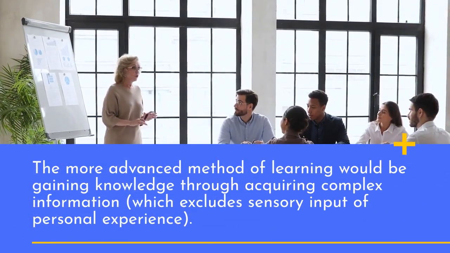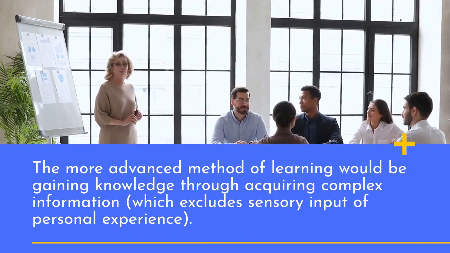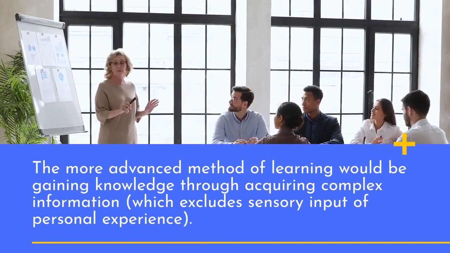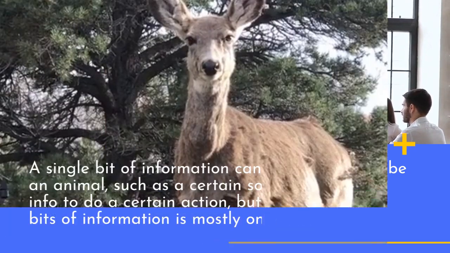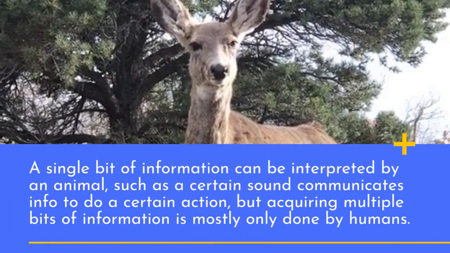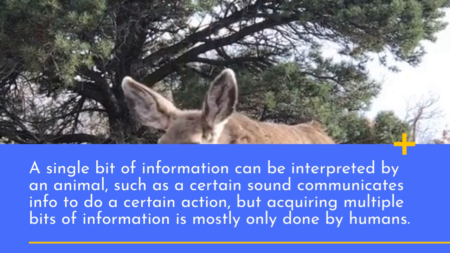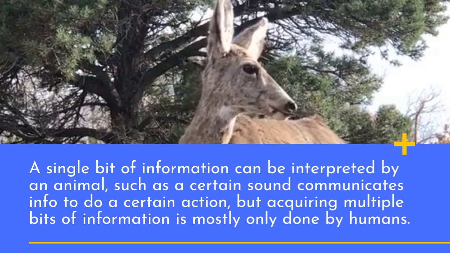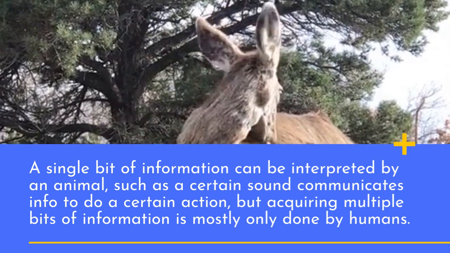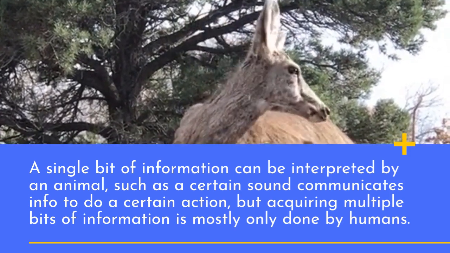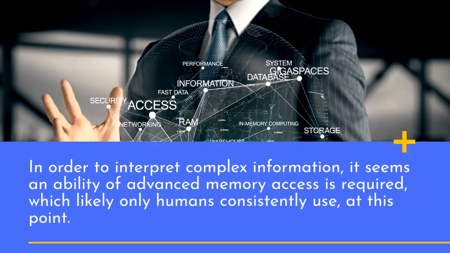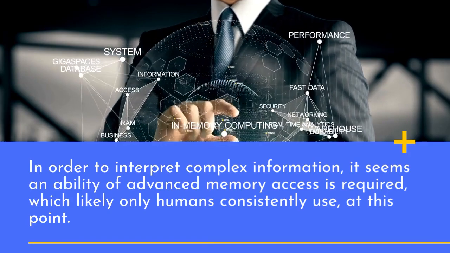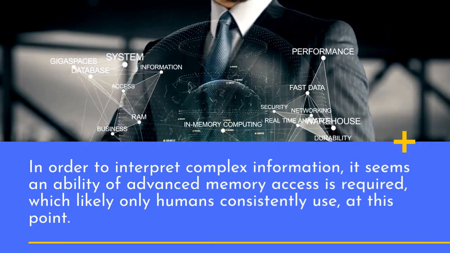The more advanced method of learning would be gaining knowledge through acquiring complex information, which excludes sensory input of personal experience. A single bit of information can be interpreted by an animal, such as a certain sound communicates info to do a certain action, but acquiring multiple bits of information is mostly only done by humans. In order to interpret complex information, it seems an ability of advanced memory access is required, which likely only humans consistently use at this point.